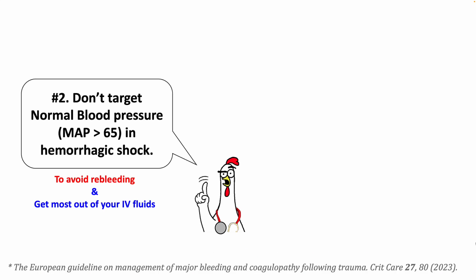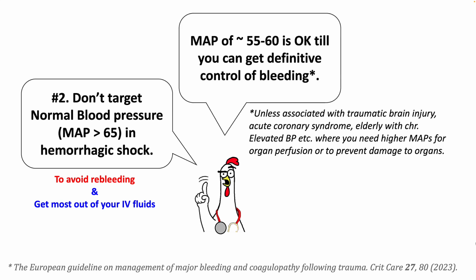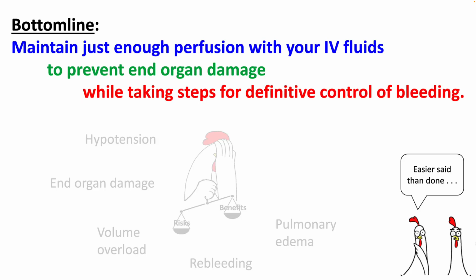Second, don't target normal blood pressure in hemorrhagic shock, because that increases your rate of rebleeding and also wastes most of your IV fluids. A MAP of 55 to 60 is okay till you get definitive control of bleeding. There are certainly exceptions to that, which include patients with traumatic brain injury, acute coronary syndrome, elderly with chronically elevated blood pressure, etc., where you need a higher mean arterial pressure for organ perfusion to prevent damage to the organs.